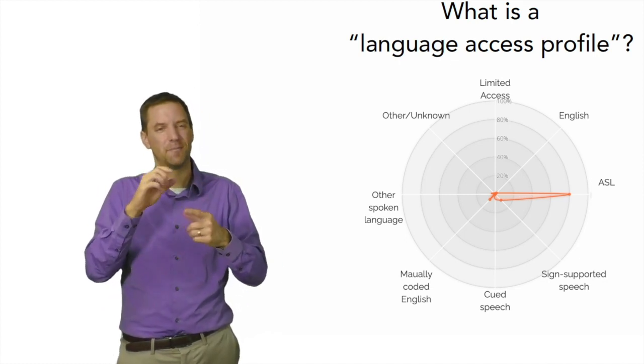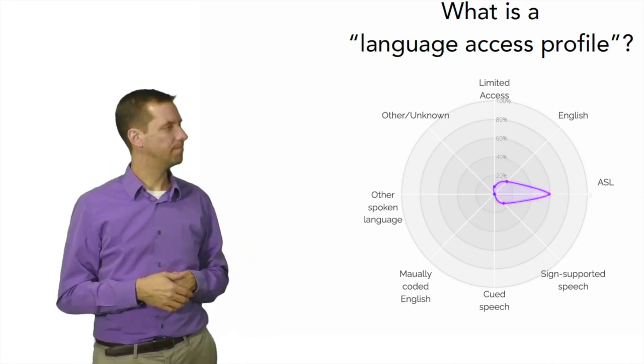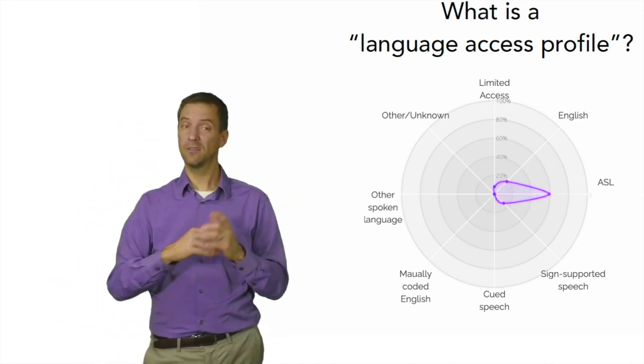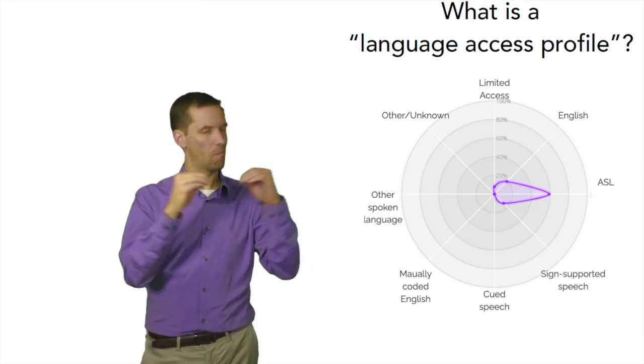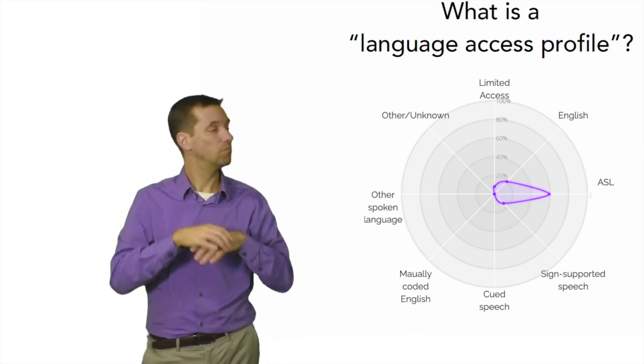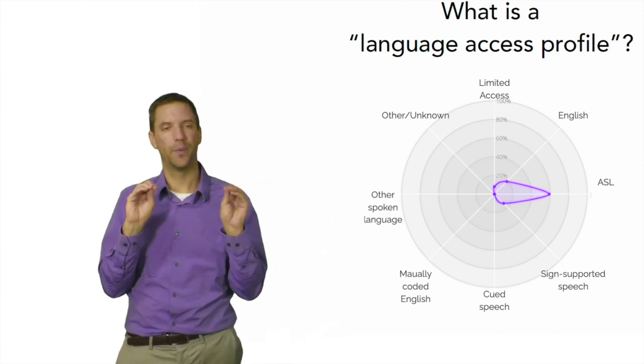There is a tiny bit of manually coded English, just a little. And here once again we have another child who has lots of ASL, although a little bit less, more like 60%. Here we do have more auditory access to spoken English, some sign-supported speech. Here there's no manually coded English, and just a little bit of limited access.